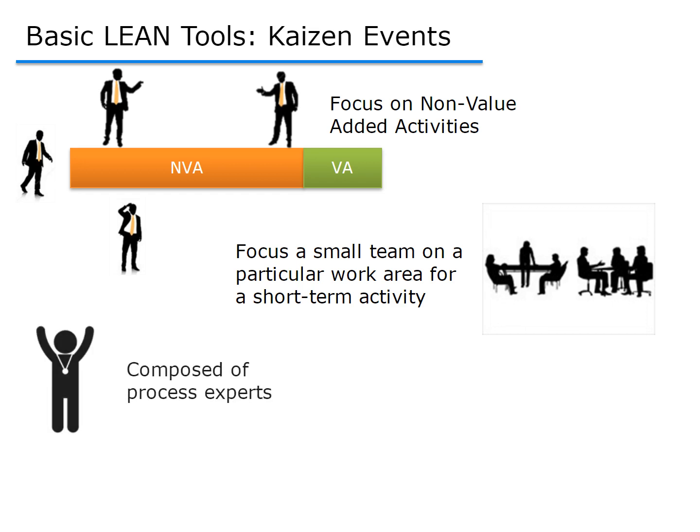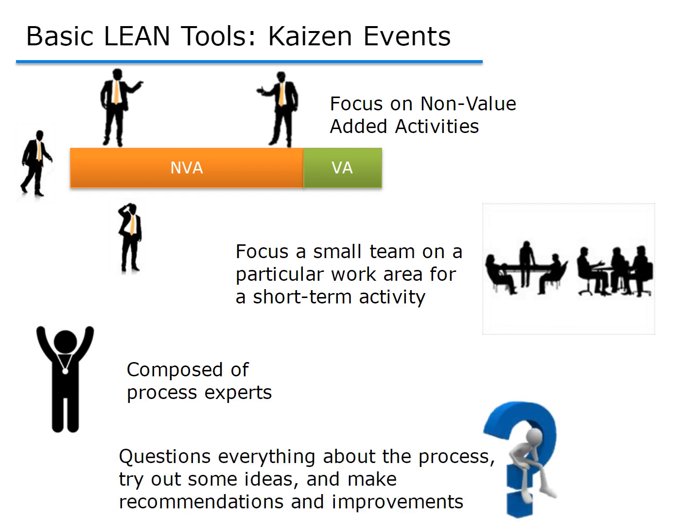Teams are composed of the process experts and representatives from all parts of the process. These people bring the end-to-end process knowledge. The teams question everything about the process, try out some new ideas, and make recommendations and improvements. Kaizen events help implement quick wins, which is one of the success factors in any change management process.